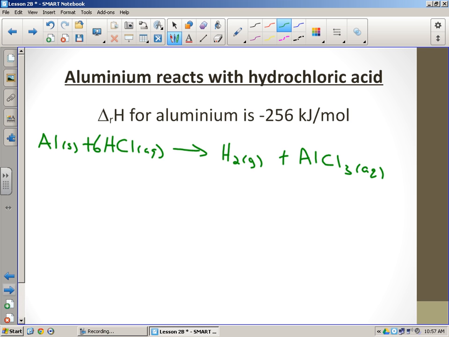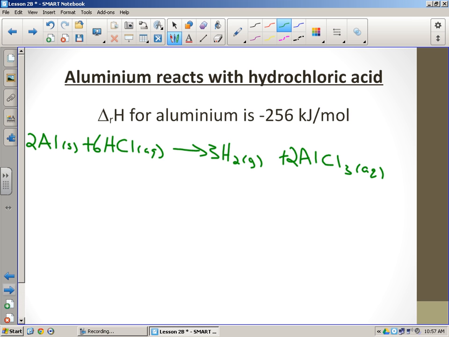So we're going to put a 6 here, and I'm going to put a 3 here, and a 2 there, and then a 2 there. Okay? And if that was too quick for you, you have to remember I've done these a few times, so you'll figure it out eventually. Okay? So, balanced.